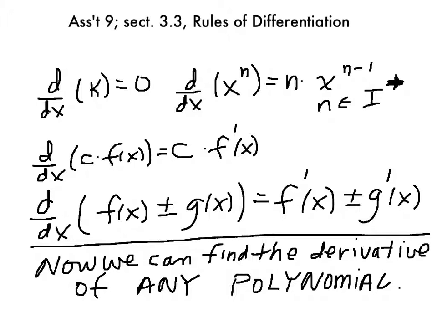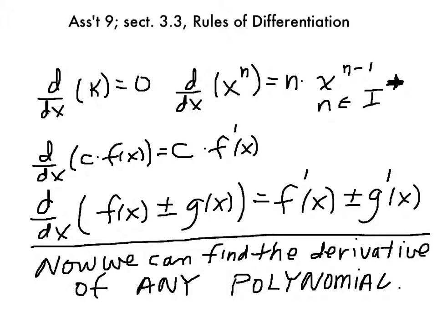We've also shown that the derivative of a constant times a function will be the constant times the derivative of the function. And finally, we've shown that if we're taking the derivative of the sum of two functions, that will be the sum of the derivatives. And the derivative of the difference of any two functions will be the difference of the derivatives.